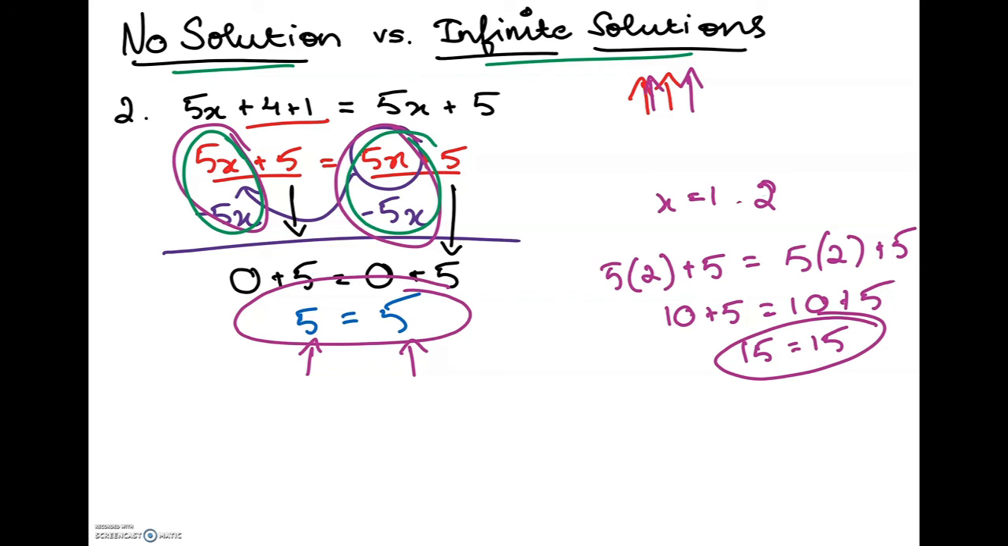In the case of no solution, whatever number you plug in, the equation is never going to be equal. So that's the difference between the two.